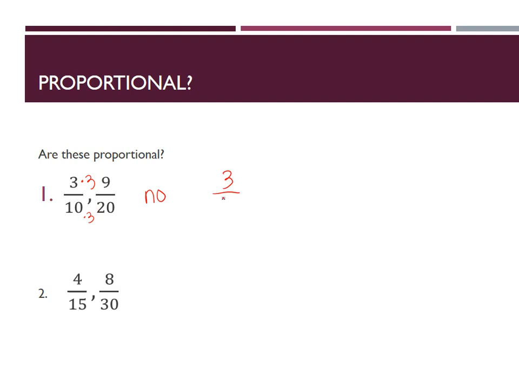The other way you could do this is to do cross products, so cross multiply. So you do 3 times 20, and you see if that's equal to 9 times 10. 3 times 20 is 60, 9 times 10 is 90. They are not equal, they are not proportional.